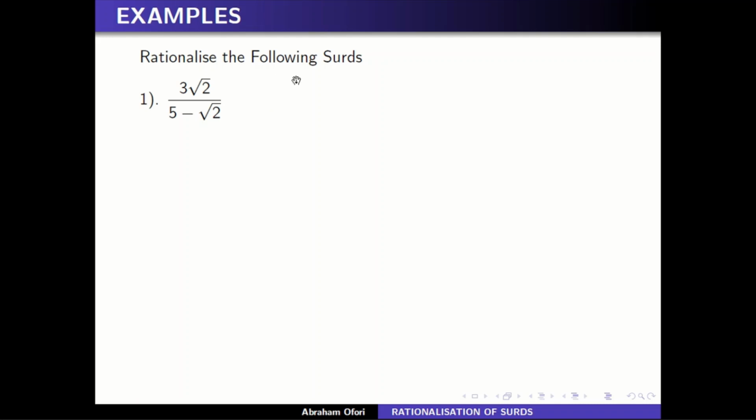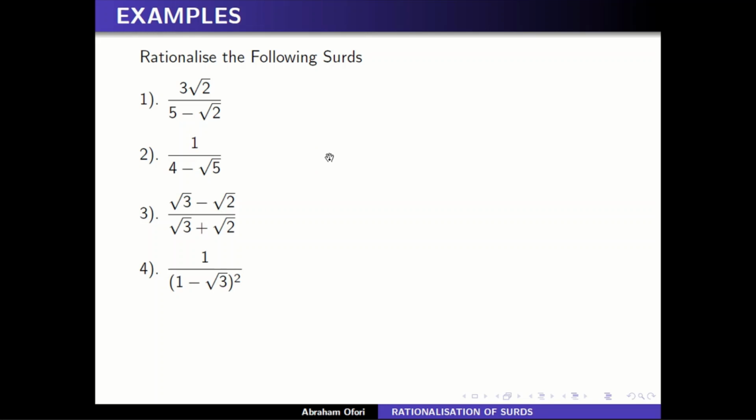Examples: rationalize the following surds. The first one is 3 square root of 2 over 5 minus square root of 2. The second one is 1 over the expression 4 minus square root of 5. The third one is square root of 3 minus square root of 2 all over square root of 3 plus square root of 2. And the last one is 1 over the square of 1 minus square root of 3, or you can say 1 over the expression 1 minus square root of 3 all squared.